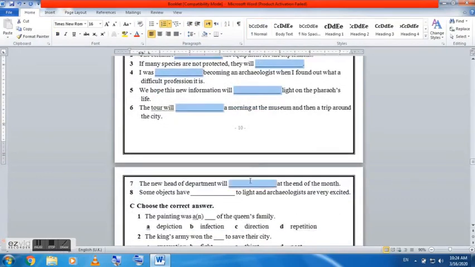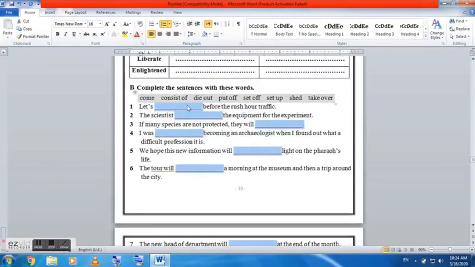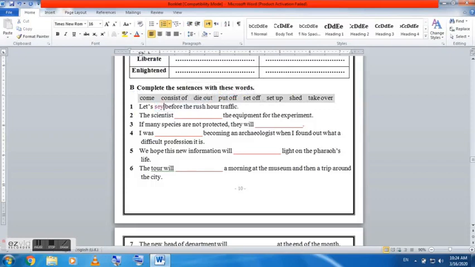Then we will start together with exercise B. This is the exercise we're going to do inside the class. Basically we will start putting these words in the proper place in each sentence. We have the verbs come, consist of, die out, put off, set off, set up, shed, and take over. So we'll start with the first one. Let's something before the rush hour traffic. So let's set off. Set off here means to begin or to start our journey.